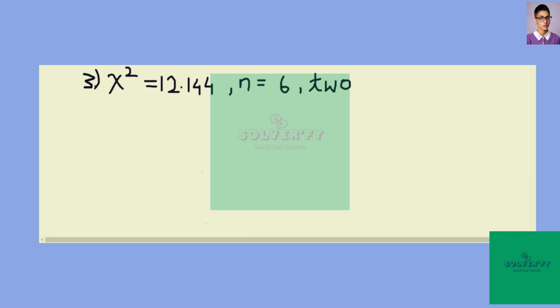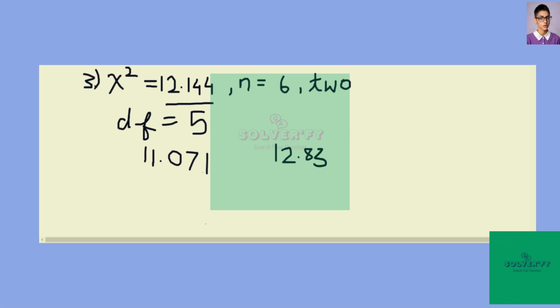Now, for this problem, degrees of freedom equal n minus 1, but n is given 6, so degrees of freedom equal 6 minus 1, which is equal to 5. Chi-square equal to 12.144 lies between 11.071 and 12.833 as seen in the table for chi-square distribution under degrees of freedom equal to 5.